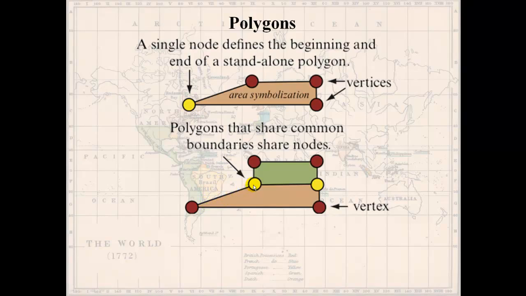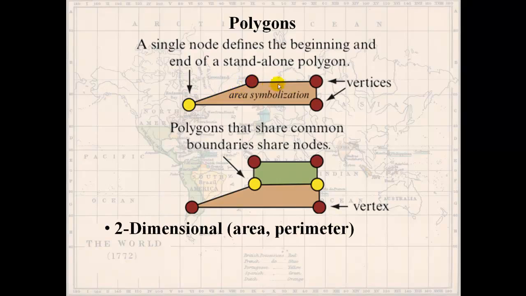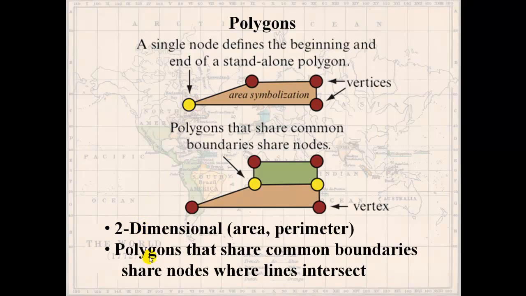If two polygons share common boundaries, the places where the polygons intersect are actually nodes. So if I started my polygon here, this would be yellow. These would be yellow because it's intersecting another polygon, and this is just an intermediate vertex because it's not intersecting anything. Areas or polygons have two dimensions. They have the dimension of area, and they also have a dimension involving the perimeter around the polygon. And polygons that share common boundaries share nodes.